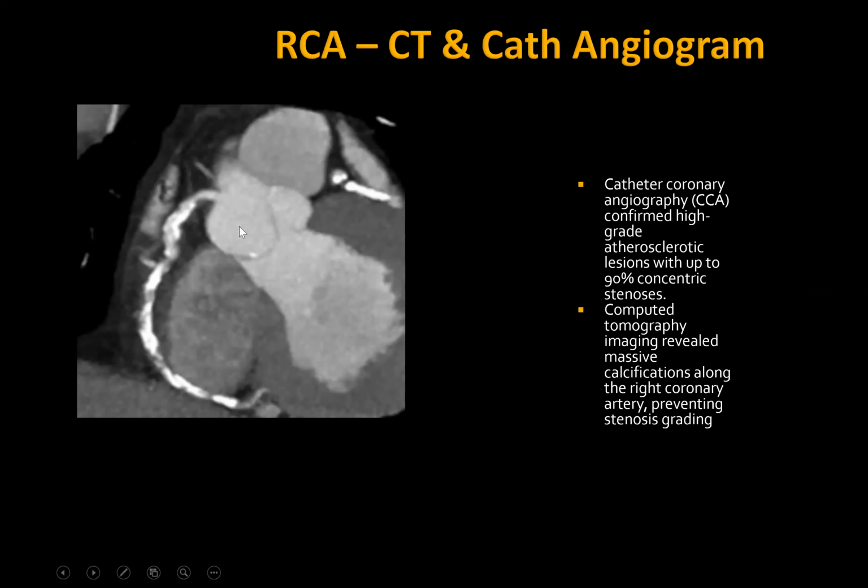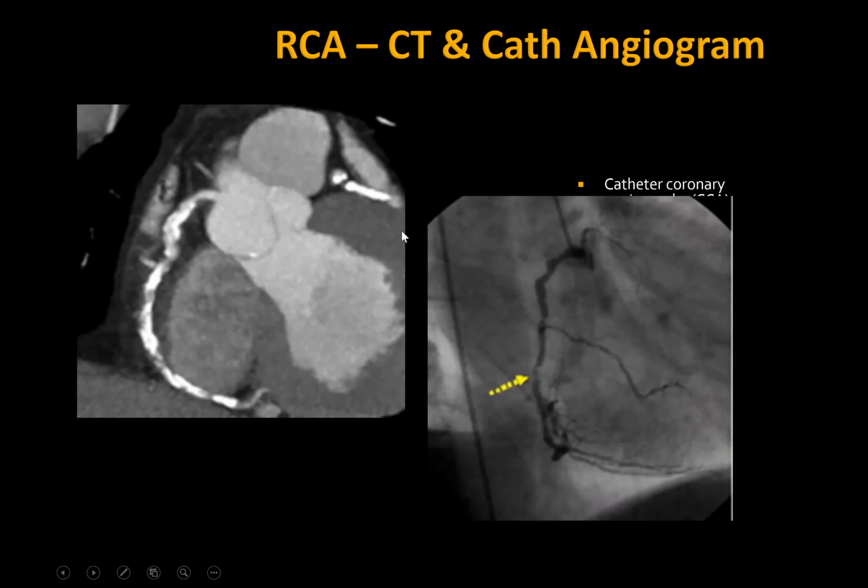But if you look at this case, this RCA, there's a long segment of diffuse calcification. So it interferes with the interpretation of the underlying lumen and grading of the stenosis. So again sent for catheter angiogram. And what you see here, there are two tandem lesions in the proximal and mid RCA. So I said that calcium is very notorious for us radiologists and also for cardiologists, especially when the calcium is at the bifurcation level.